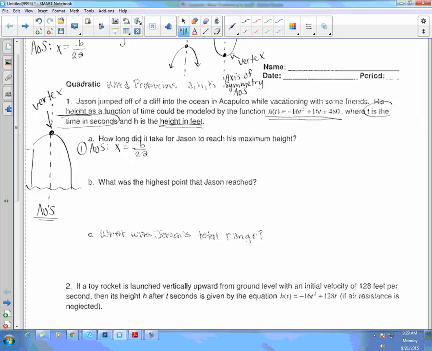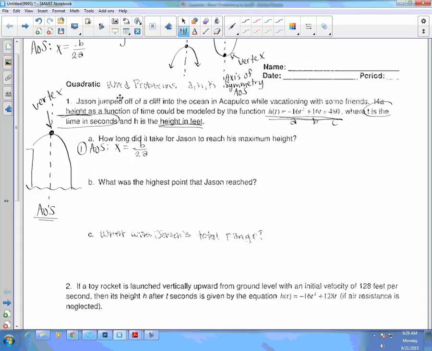Okay, so in our equation, we have A here, B here, and C here. So what number is B? A, B, C. What number is B? I don't think it's the negative.